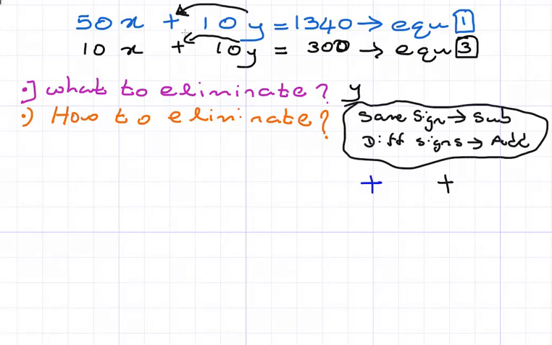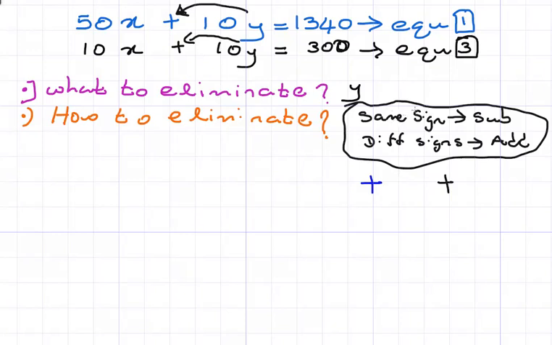Uh-oh, it's a problem. Why? Because, look, what are you trying to do? You're trying to eliminate y. But when you add the two equations, the y doesn't get eliminated, but rather it gets stronger. It becomes plus 10y addition plus 10y, that would make plus 20y. That's not what you want. You want y to get eliminated. So, do you add? No.